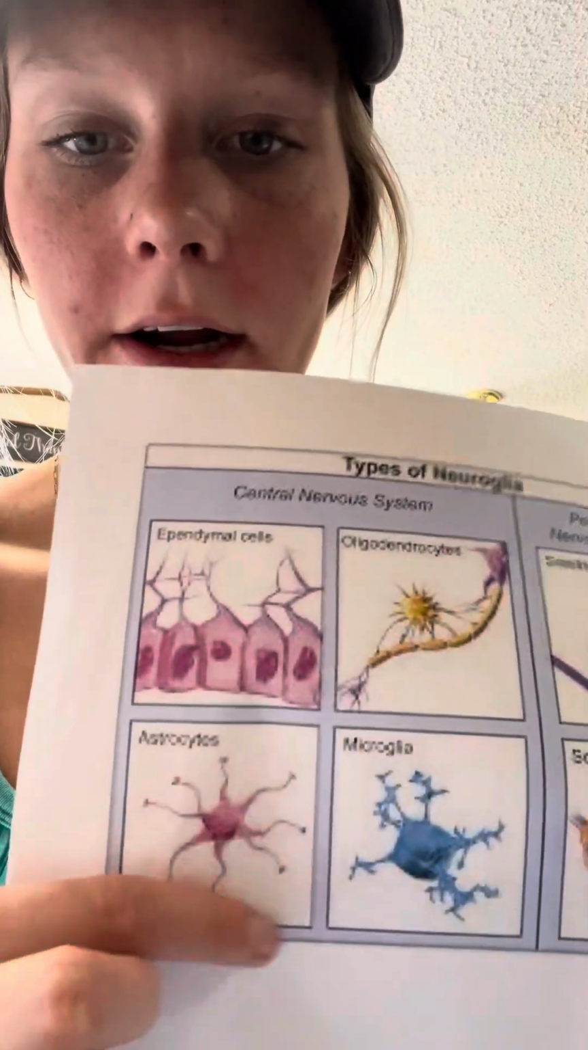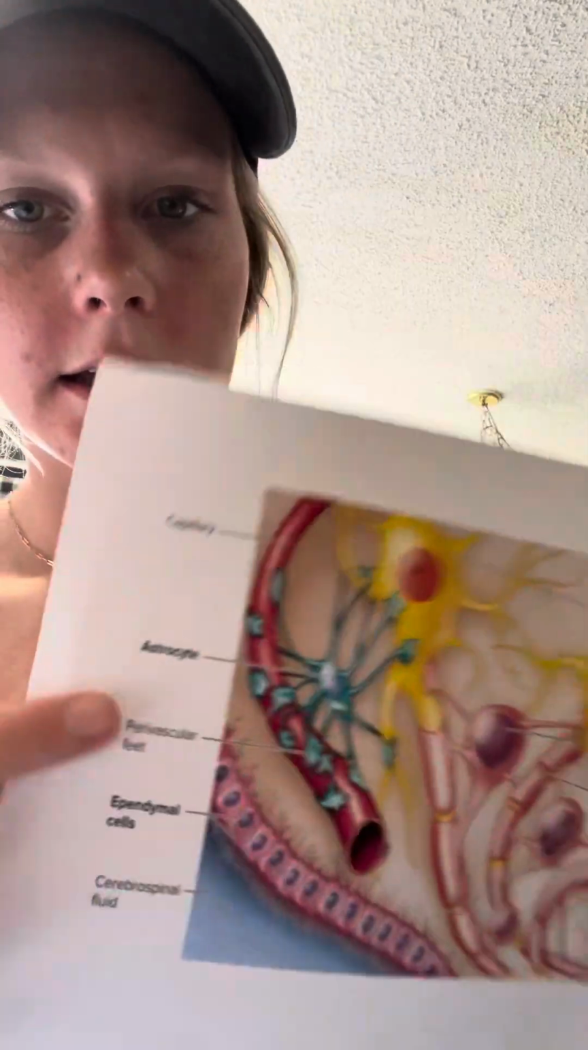Now we have astrocytes. The astrocytes are just the cells that help regulate the external environment of neurons in your central nervous system. So here's your astrocytes right here. And right here.